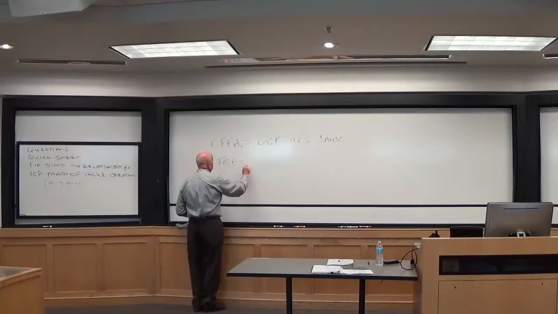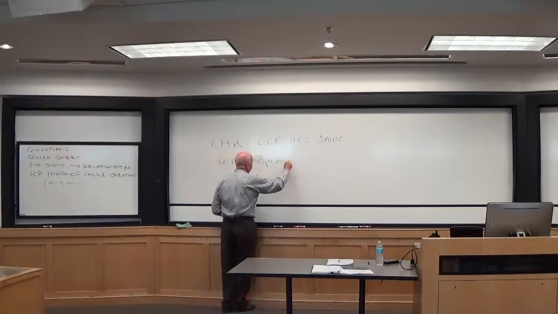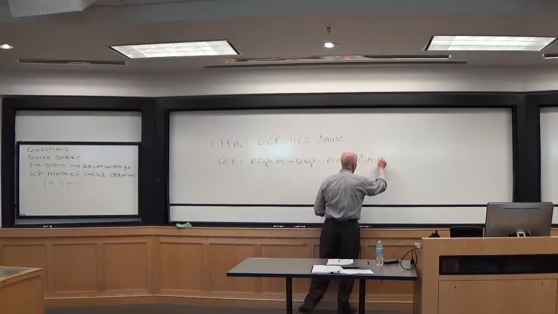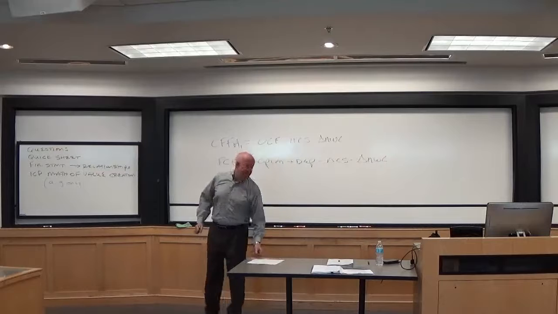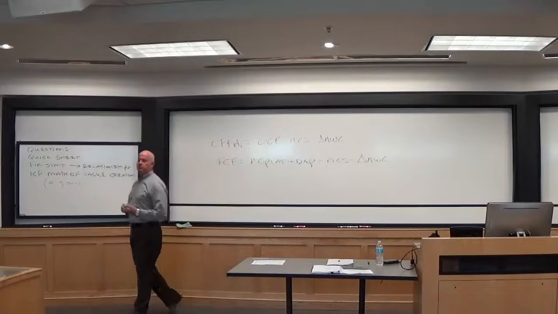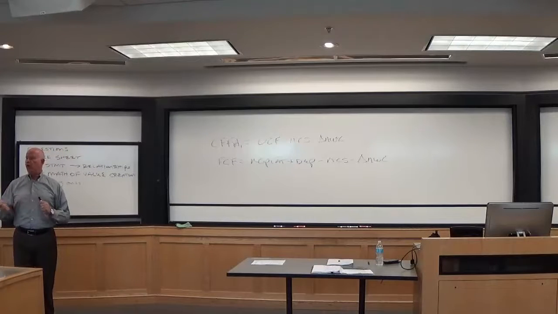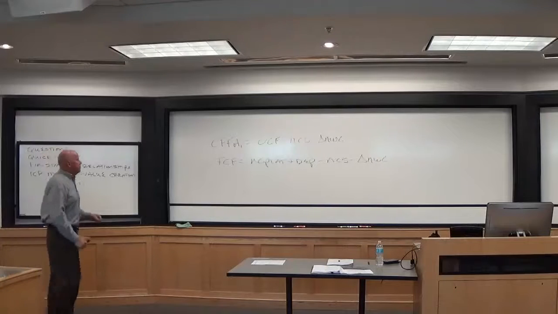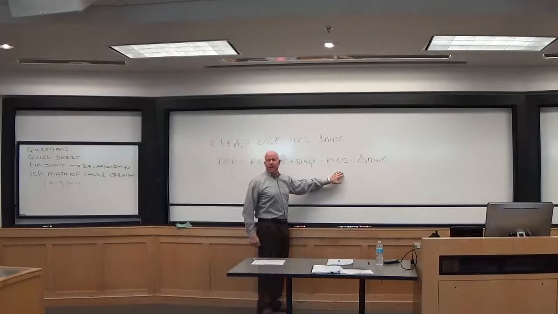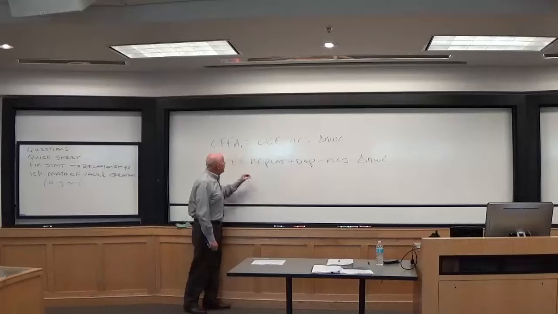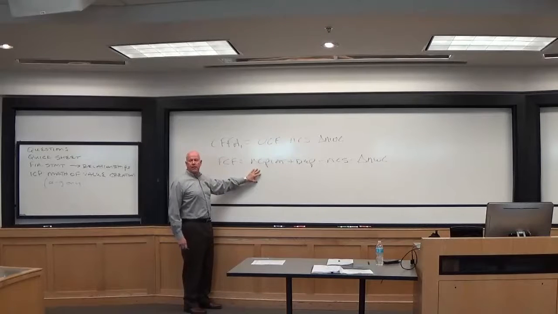FCF, which is NOPAT plus depreciation, minus net capital spending, minus change in net working capital. Are these the same numbers? Is CFFA 1 and free cash flow the same thing? And if so, under what condition are they the same thing? NOPAT plus depreciation equals operating cash flow. Yeah, because NCS equals NCS, I'm pretty confident of that. Change in net working capital equals change in net working capital, I'm equally as confident of that. That simply means that operating cash flow is equal to NOPAT plus depreciation.